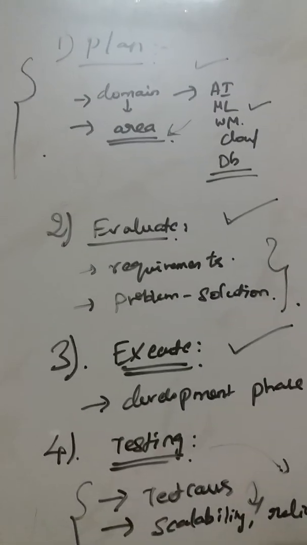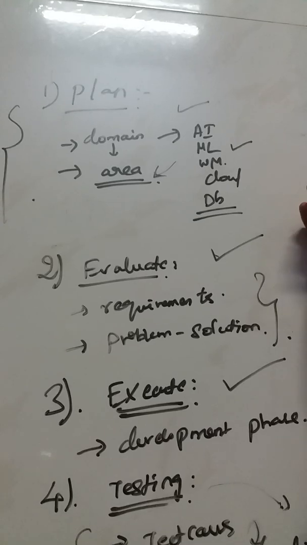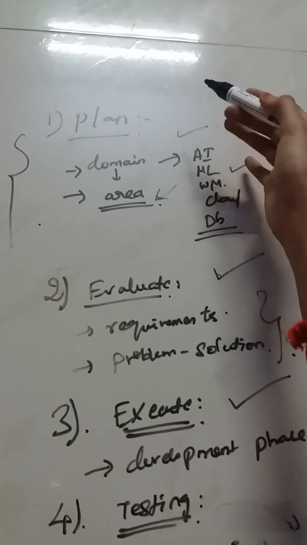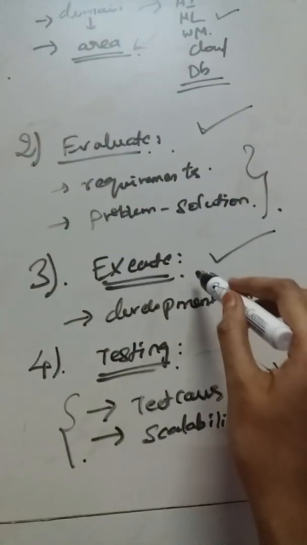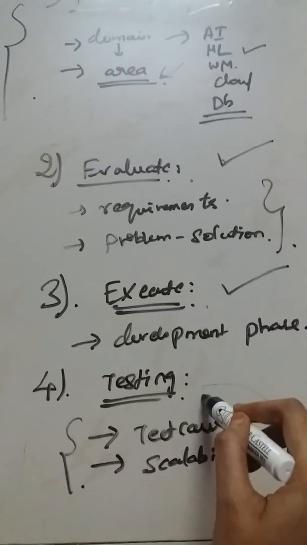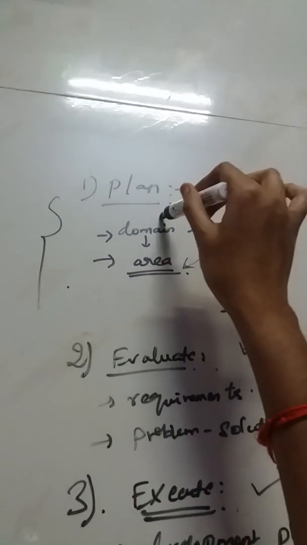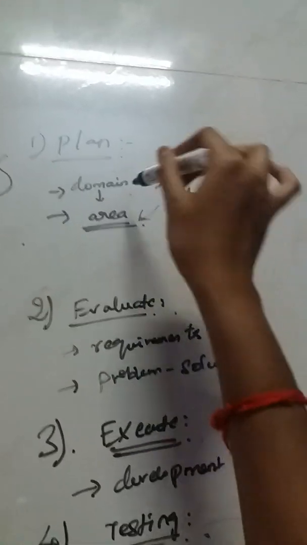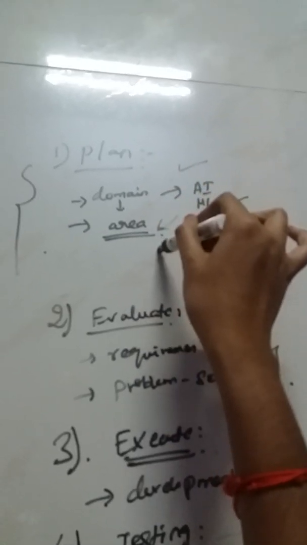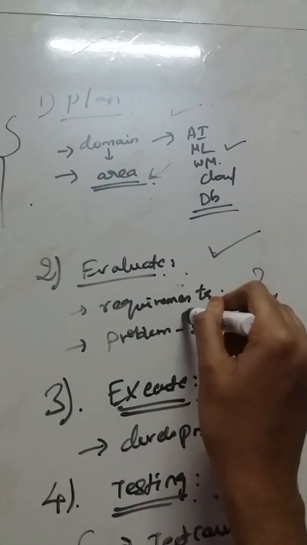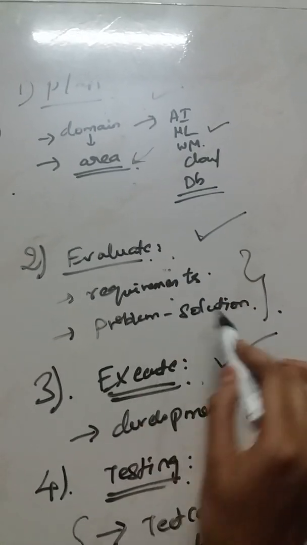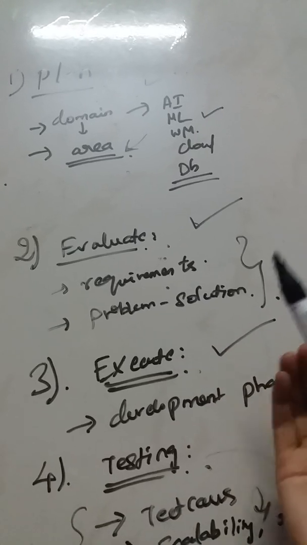I'm going to give a summary of what we have covered so far. The first phase of developing a project is the planning phase, the next is the evaluation phase, the third is the execution phase, and the final phase is the testing phase. In the planning phase, you choose the domain and the area within the domain. In the evaluation phase, you look at the requirements to develop a project and the problem-solution: what kind of problem it deals with and what kind of solution it is going to provide to those problems.